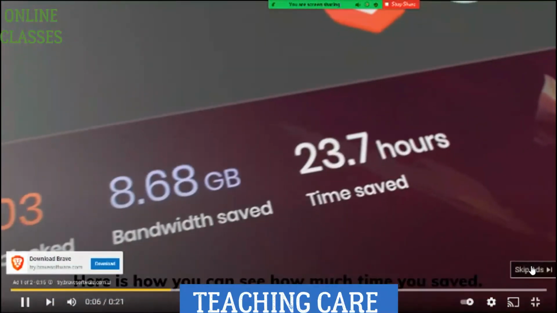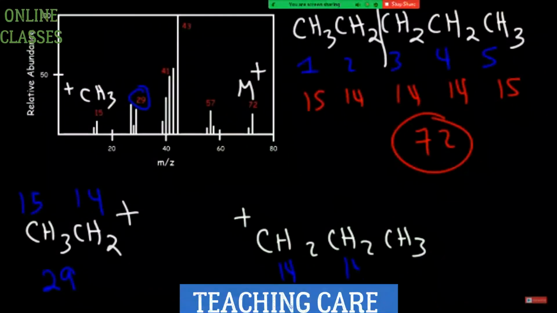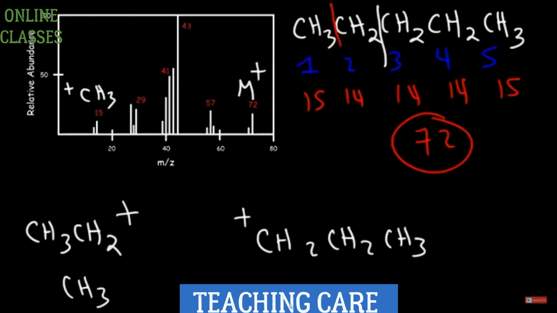Let's compare both of them side by side. If we break the C1-C2 bond, we could get a methyl cation, and we could get a primary butyl cation. Now, which situation leads to the formation of more stable fragments?